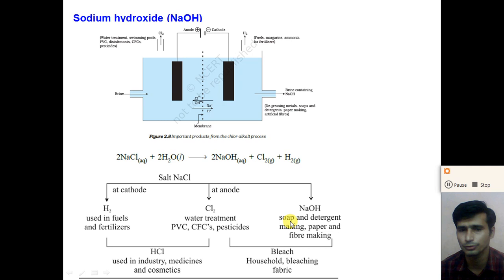Similarly, the main product of this process is sodium hydroxide. It is used to manufacture soap and detergent, and in paper and fiber making, right? When NaOH and Cl2 are combined with each other, bleach, household bleach for fabric, can be formed.